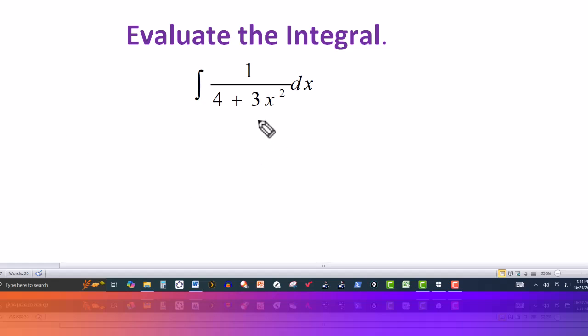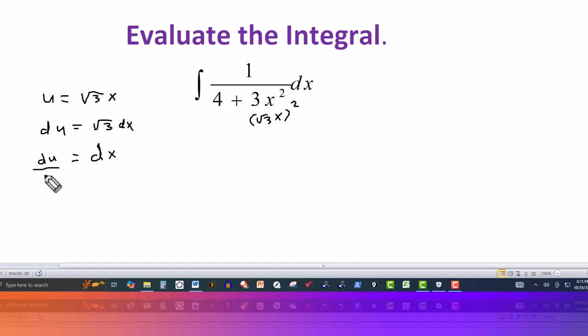So notice for the denominator here, I could write this as the square root of 3 squared, that'll give me the same thing. So let's let u equal the square root of 3 x. Then du would equal the derivative of radical 3 times x, that'll just give me square root of 3, and then I have the dx here. Dividing through by radical 3, on the right side I would just be left with dx. On the left side I'd get du over the square root of 3.